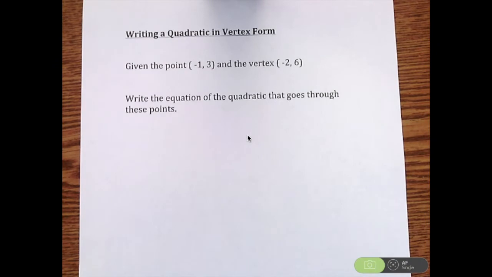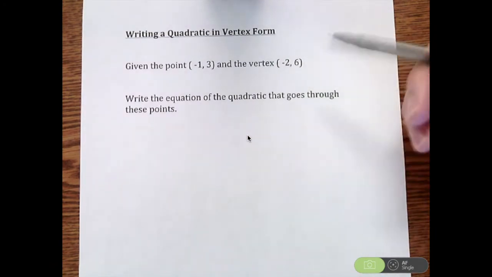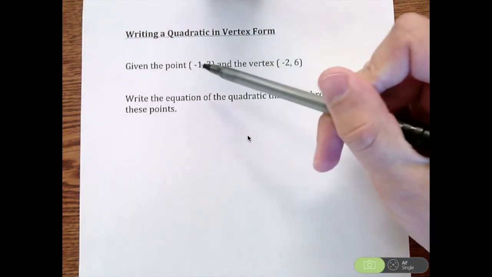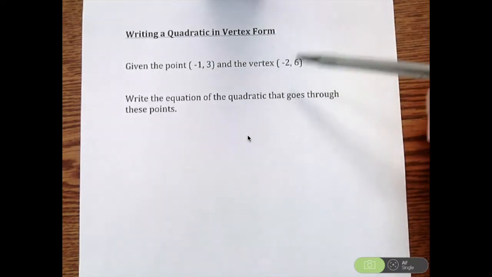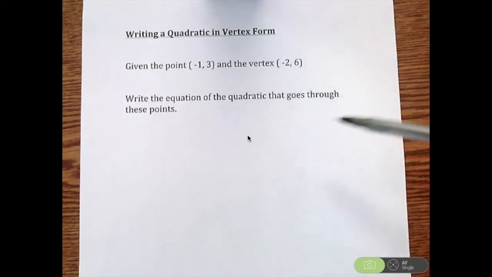In this video, I'm going to write a quadratic equation in vertex form. The question preface is they give us the point -1, 3 and the vertex -2, 6. We're going to write the equation of the quadratic that goes through the points.